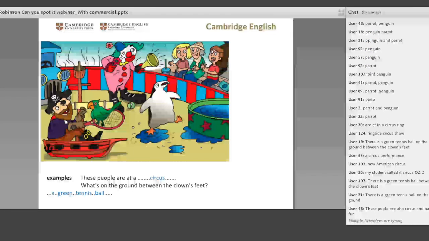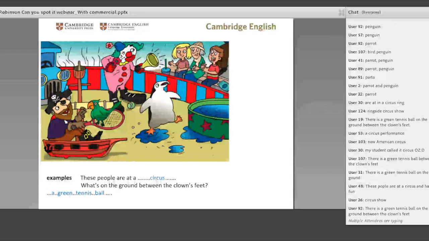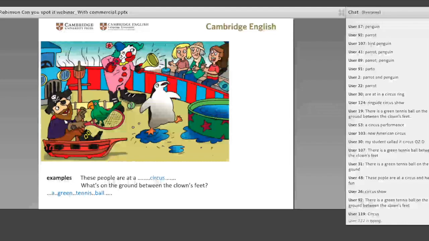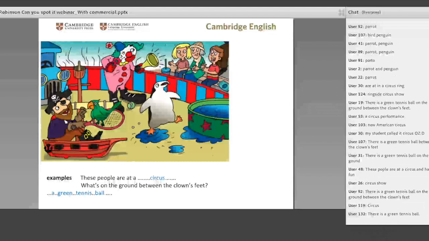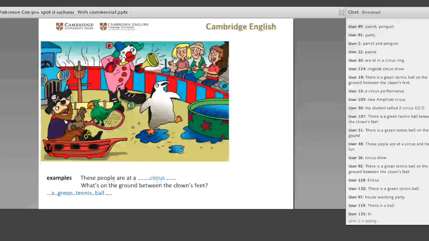Some of you are typing for the second one, which is also fine. Yes, so we could have, very good, Inga, a circus performance. We could have a new American circus, yes, Petra. And we could have these people are at a circus and having fun. Wow, Donna, that's a great one. So students can, if they like, extend their answers and write more than 1 word, but 1 word is fine.